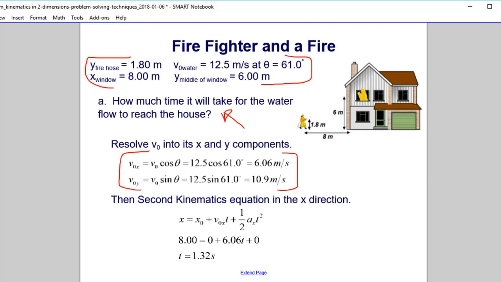To find out how much time it took for the water to hit the house, we have our second kinematics equation, no acceleration in the x direction, and in this case the house is 8 meters away. We're going to call where the firefighter is, at 0 meters, so that's this number here. Here's the velocity of the water in the x direction, and we find that it takes 1.32 seconds for the water to get to the house. It's a pretty slow flow of water out of the hose.